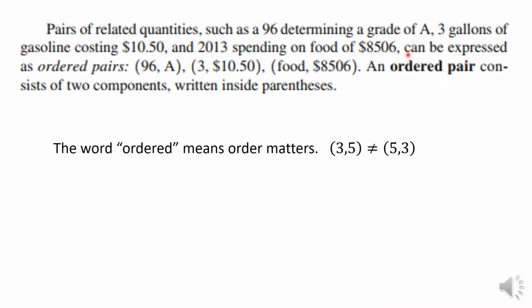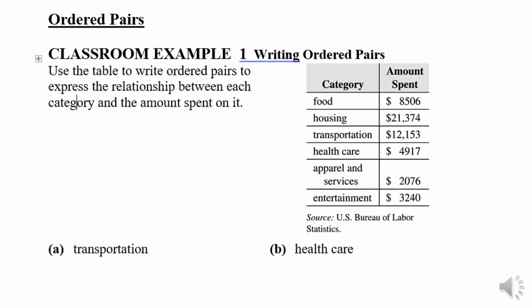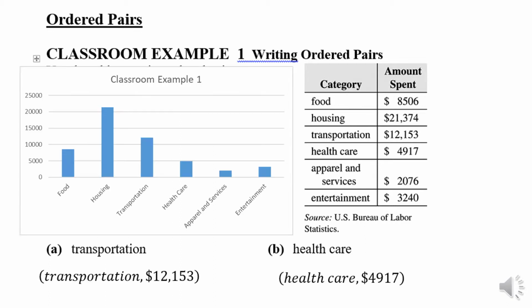We will be talking about ordered pairs. An ordered pair consists of two components written inside parentheses, but the word ordered means order matters. (3, 5) does not mean the same thing as (5, 3). Here is our first guided study note example. Pause the video now, do the problem, and then hit play to check your answers. Let's see how you did.